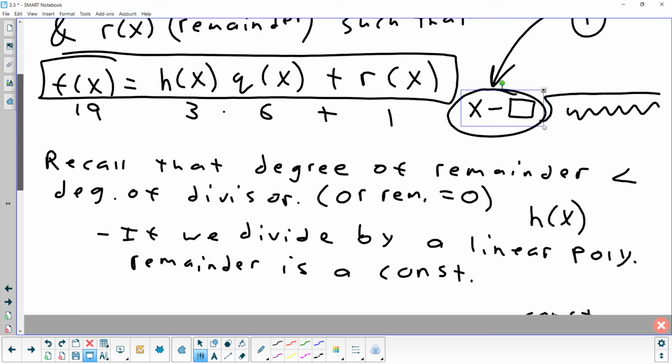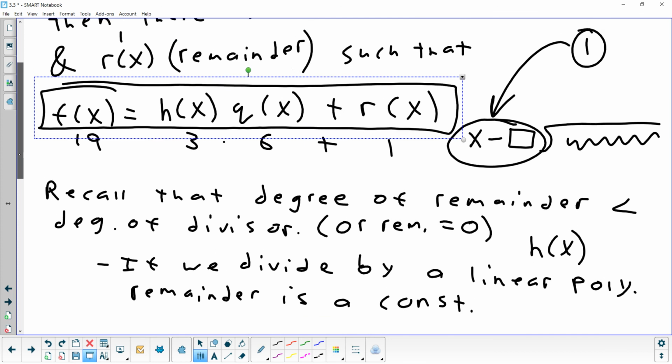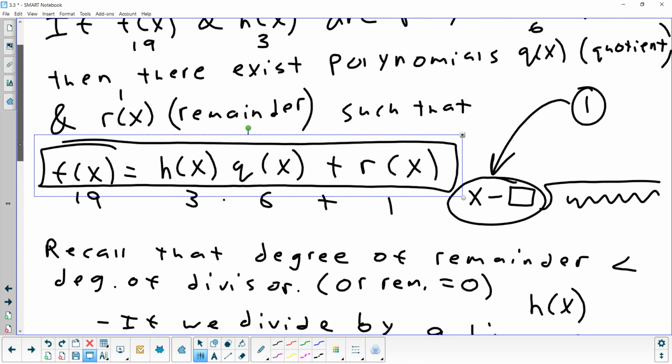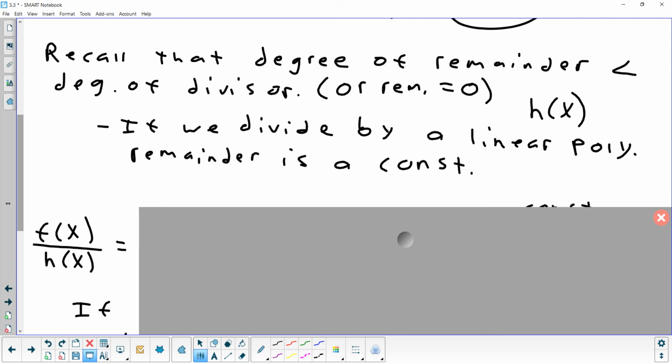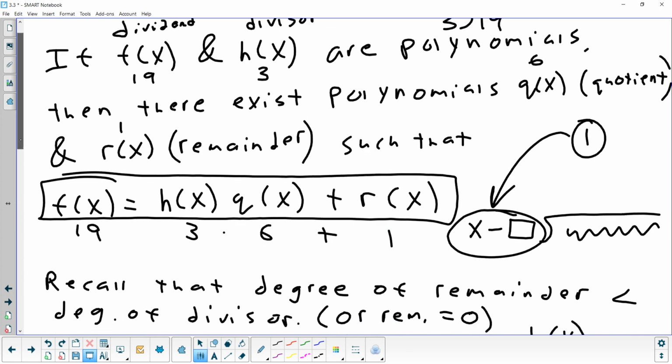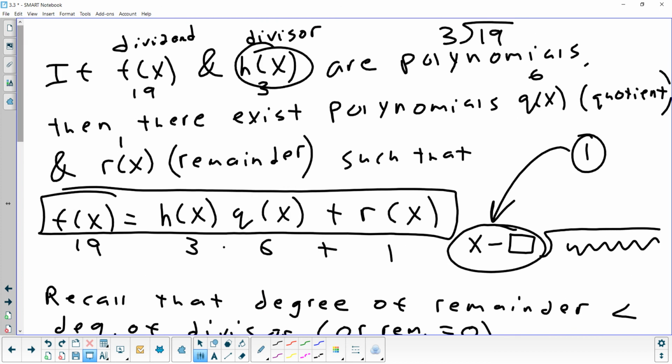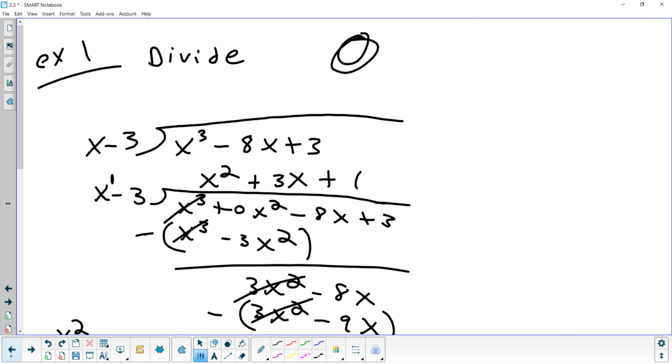So now let's rewrite this exact same formula, but let's write it for the specific case where we're dividing by x minus a number. So let me show you. Here's the two things that we're going to divide, f of x and h of x, just like I did up here. But what's on the outside, the divisor? The h of x is going to specifically be something that looks like x minus a number. Just like that. It's not going to be anything more complicated than that for this specific thing I'm showing you.